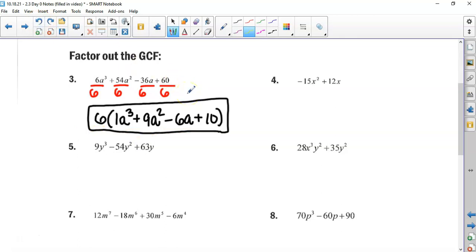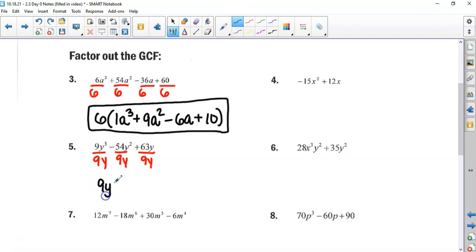Taking a look at number 5, I'm actually going to do all the odds, and then I'm going to ask you to pause and try the evens, and then we'll check answers together. Okay, so looking at number 5, we have 9, 54, 63. I know that I can factor out a 9, so I'm going to set up my division. So I can take out 9, that means a division. Now I've got y cubed, y squared, and y. You want to take the same amount of money from each friend. This friend only has a single dollar, so we can only factor out a single y.